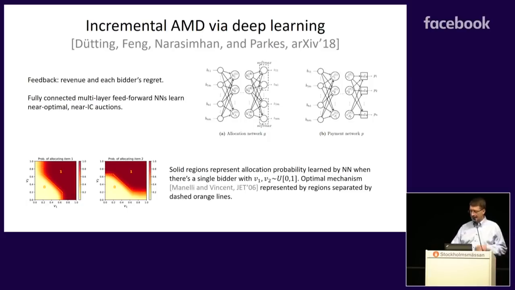And how they learn in this, they actually put into the learning objective the revenue, but also penalizing the regret and penalizing non-individual rationality. And then they use generalized Lagrangian optimization to optimize the network so that it becomes almost incentive compatible, almost individually rational, and high revenue. They have several results in the paper, but here is one where they reinvented an optimal mechanism by Manelli and Vincent from JET 06.